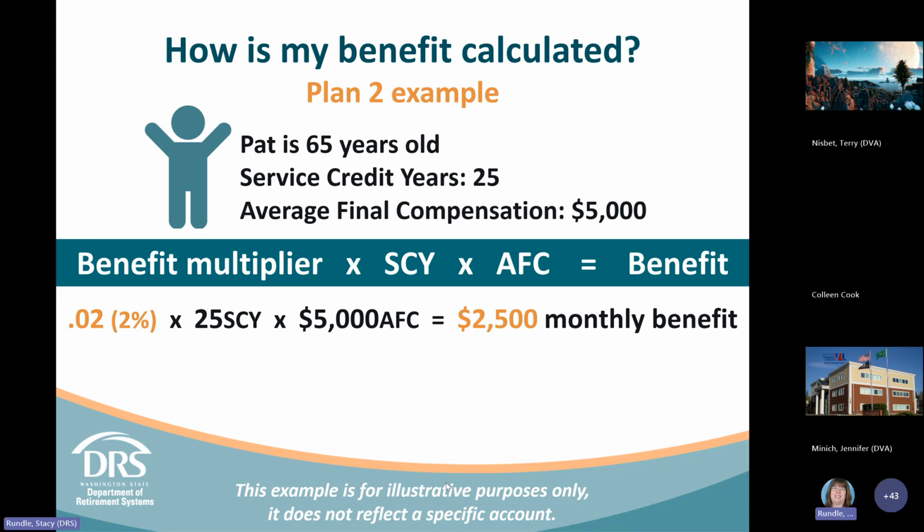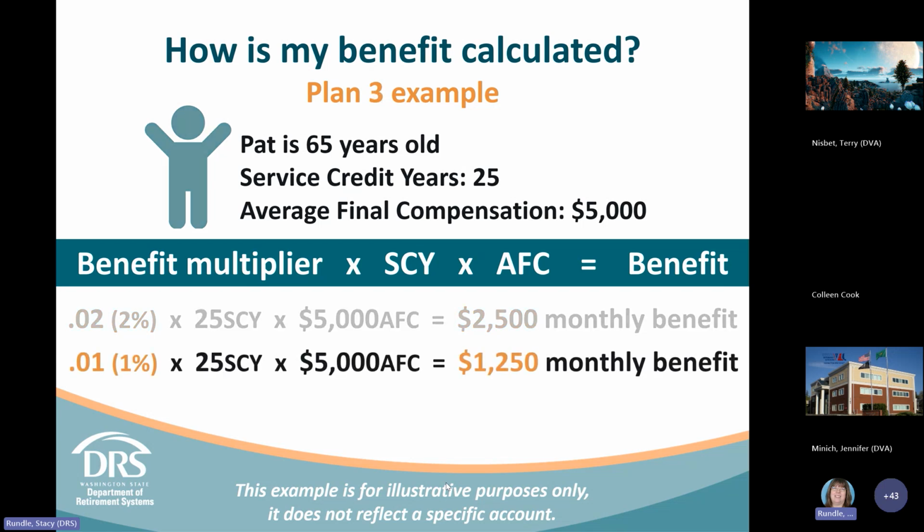If Pat was in Plan 3, she earned 1% of her average pay for every year that she worked. And that provided her 25% of her monthly average of $5,000, which equals a $1,250 per month benefit for the rest of her life. But remember that Pat also has her investment balance to make up the rest of her income in retirement.